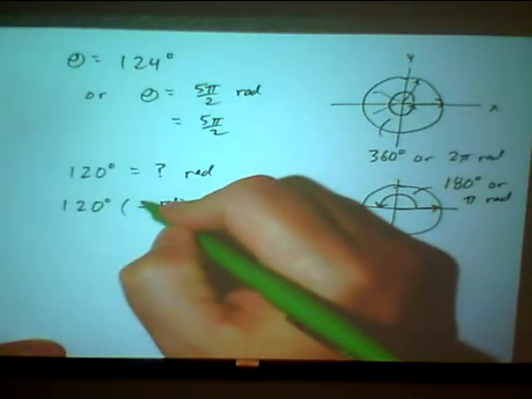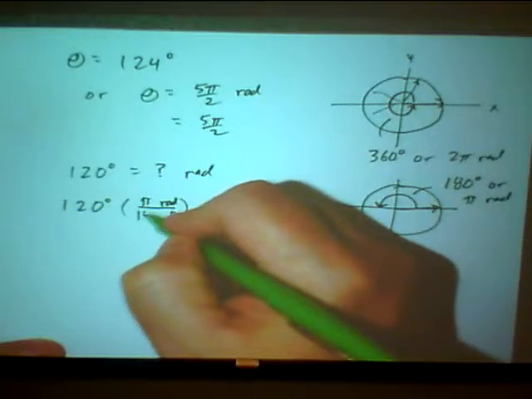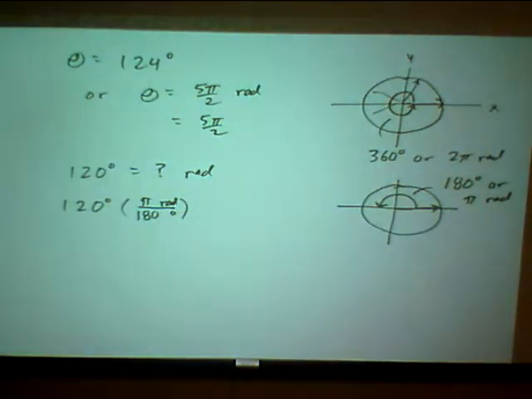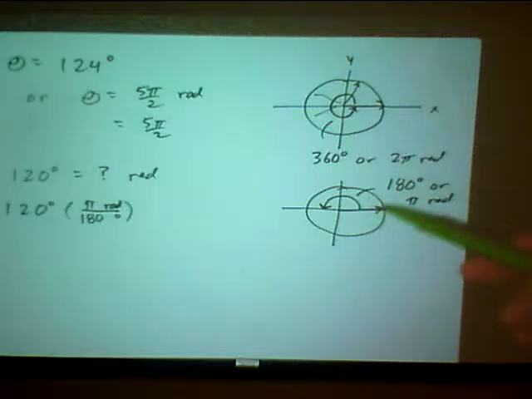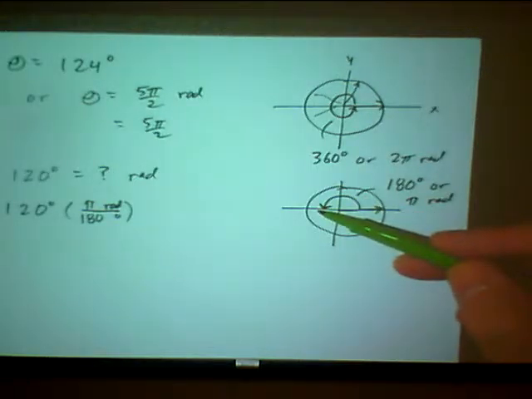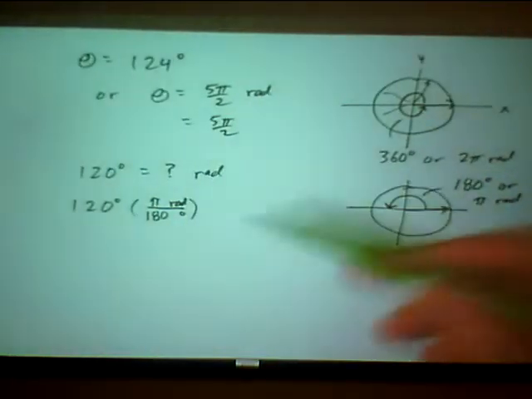And here's the most common one that people like to use. Pi radians is the same as 180 degrees. And we actually just showed that over here with this diagram. If your angle is halfway around the circle, or a straight angle, that's 180 degrees, or it's also pi radians. So that's what we use as our conversion.